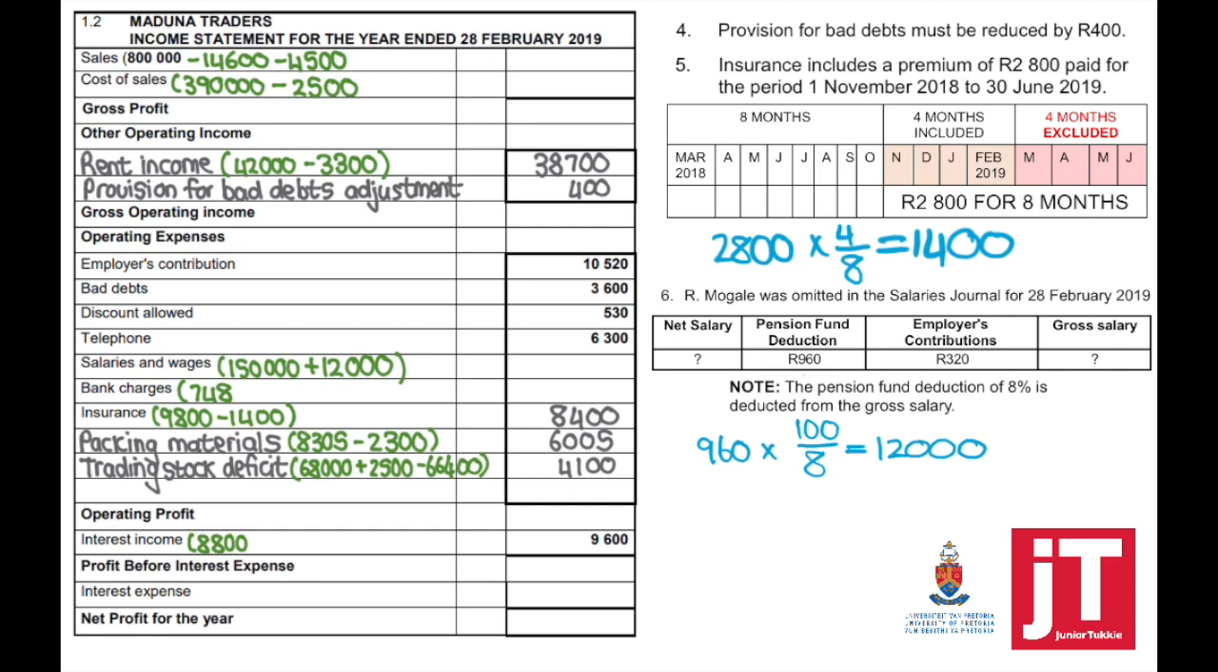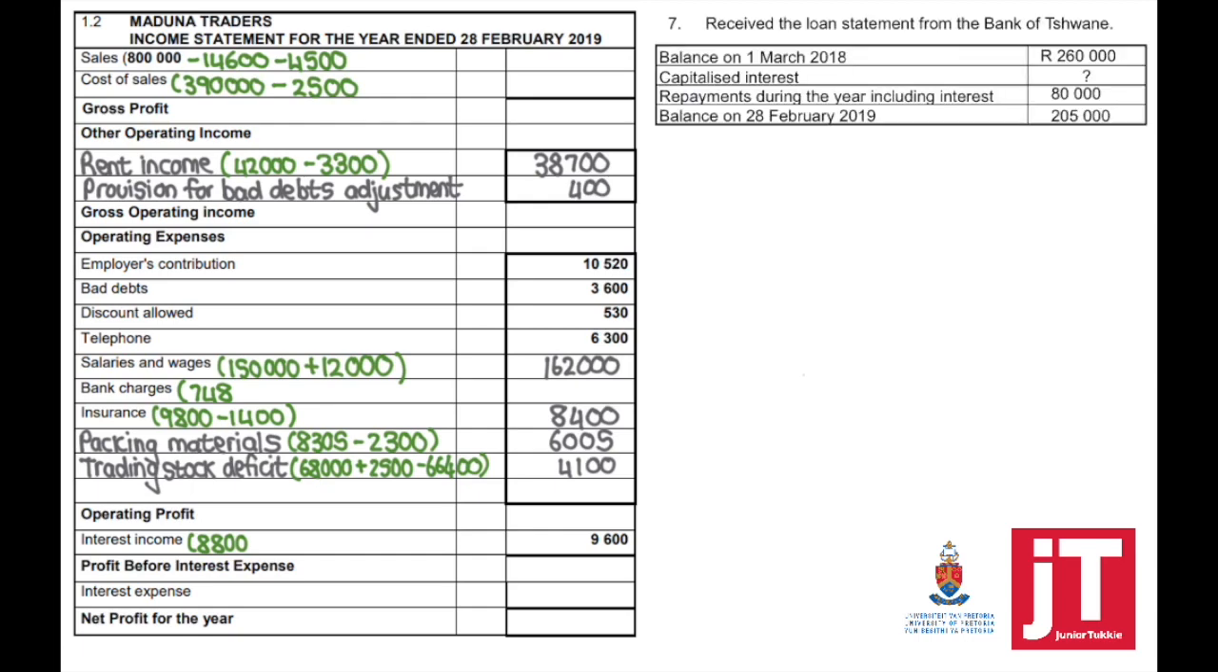Take note of the employer's contribution. They've already given that figure to you, so you don't need to calculate it. Do not change the figure. Let's say, for instance, you got a different answer. Do not change that which is given on the answer booklet. Our total expense for salaries and wages is 150,000 plus the 12,000. That equals 162,000.